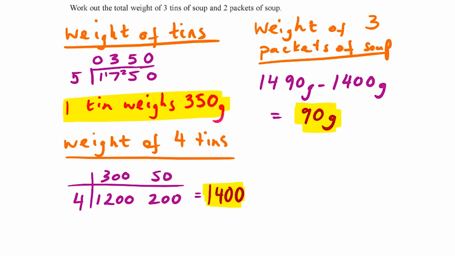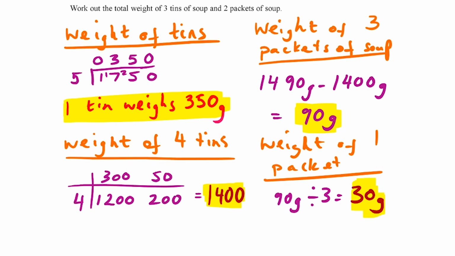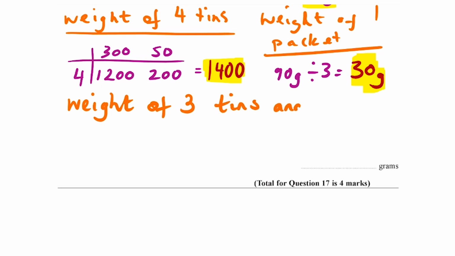So to find out the weight of 1 packet, we need to divide that by 3. So 90 divided by 3 is 30. So now we know the weight of 1 tin of soup is 350 grams. And we know the weight of 1 packet of soup, that's 30 grams. And it asks us to work out the total weight of 3 tins of soup and 2 packets of soup.